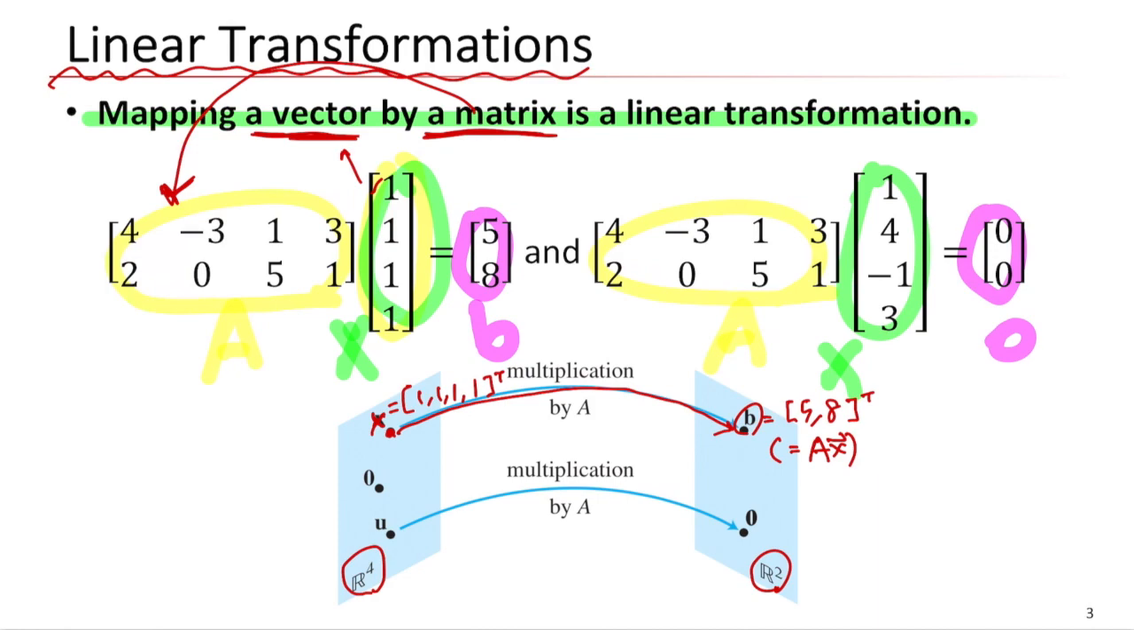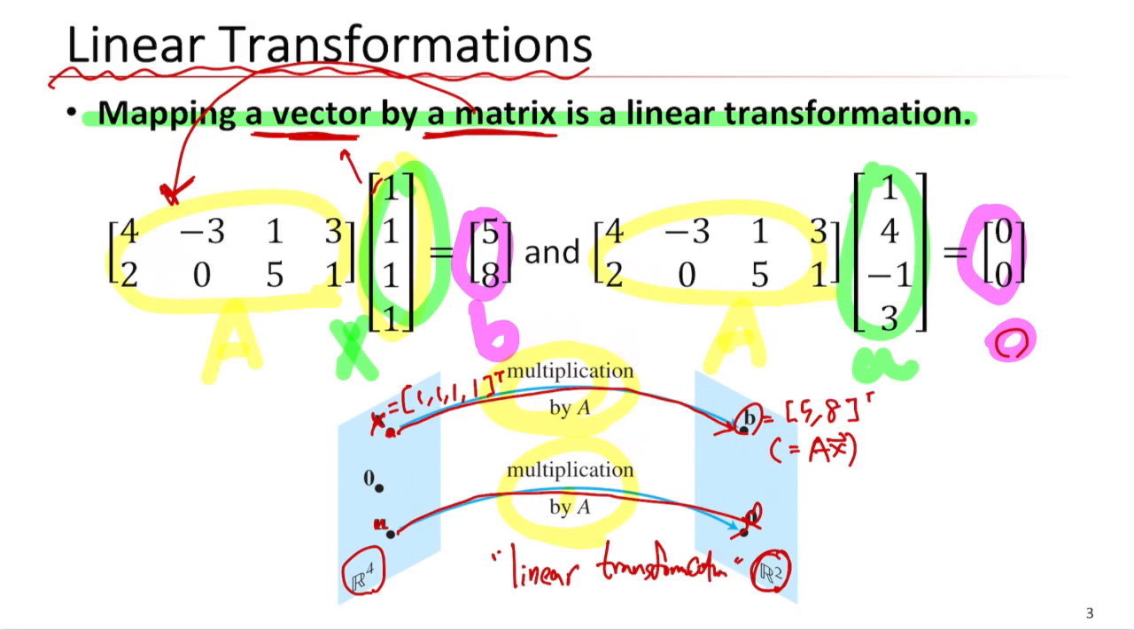Then what about the vector u? Let's say this is vector u. In this case, vector u can be transformed to the 0 here, but it's still in the R2 space. So in this case, the multiplication by A is called the linear transformation. Okay, so this is the concept of the linear transformation.